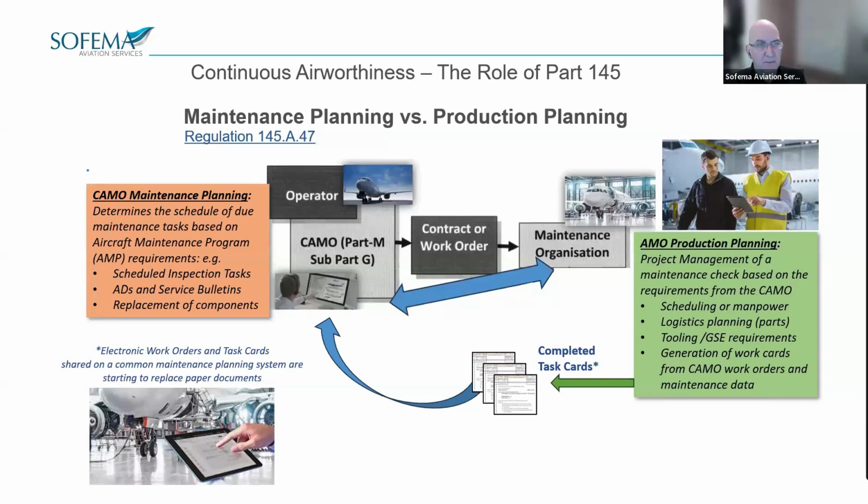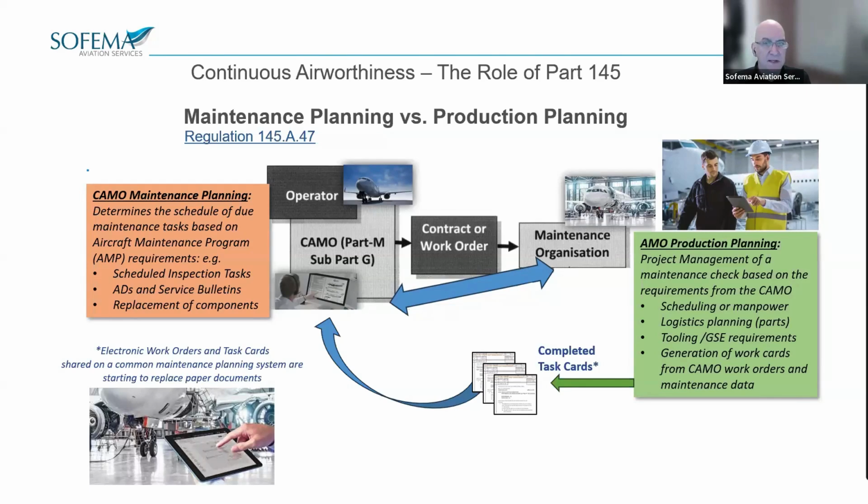The purpose of production planning in a Part 145 AMO is to effectively manage the processes and resources required for the performance of maintenance of aircraft and/or components according to the instructions given by the CAMO. Maintenance planning, on the other hand, falls under the purview of the CAMO, which focuses on scheduling and coordinating maintenance activities based on an established approved maintenance program, AMP, to ensure the ongoing airworthiness and reliability of the aircraft.